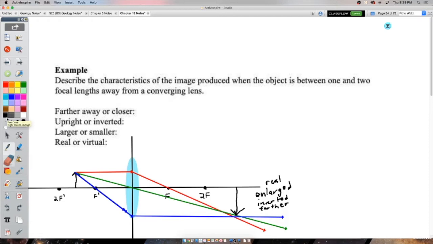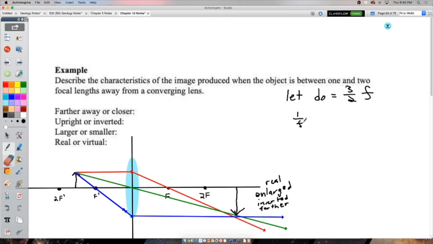And we can. Just because we're not given actual numbers doesn't mean we can't, because the characteristics of the image depend on where the object is relative to the vertex, the focal length, and twice the focal length, right? So we can just pick a spot and make it work. If we are between 1 and 2 focal lengths, how about 1.5? Let DO equal 3 over 2 times the focal length, 1.5 focal lengths. That's between 1 and 2, right?